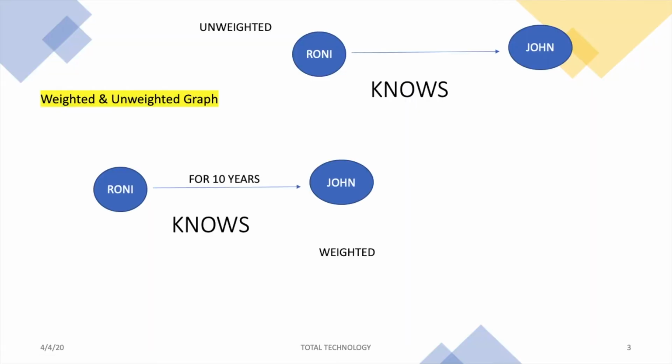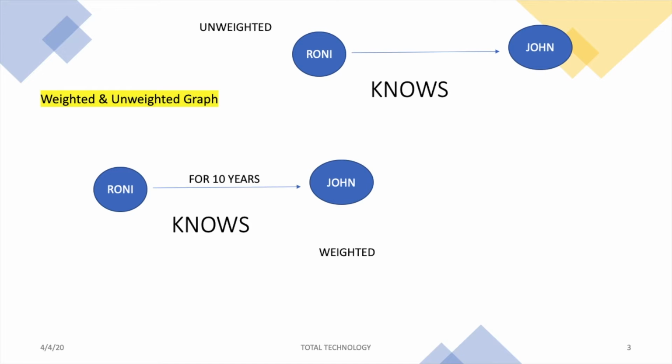So what is an unweighted and weighted graph? At the top there is an unweighted graph, and at the bottom there is a weighted graph. The weighted and unweighted feature depends on the relationship property. This represents the relationship property between 2 nodes. For example, Ronnie knows John, the relationship name is knows, and in the weighted graph, Ronnie knows John, and for the relationship we have a property for how many years he knows him, 10 years.